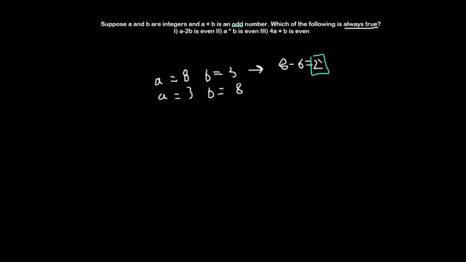Now let's check the second scenario. A equals 3 and b equals 8. So that would be 3 minus 16, and that would equal negative 13. Even though negative 13 would be a negative number, if we made it positive and crossed out the negative, it would be 13, and that would be an odd number. So this itself is not correct. So let's cross that out, and we know that 1 is not the solution.